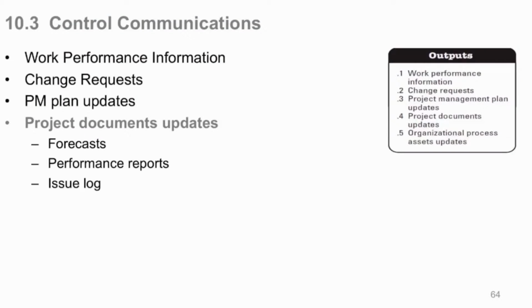Project documents that may get updated from controlling your communication. Of course, your forecasts that you send out are project documents. Performance reports and the issue log itself is a project document, and it may get updated as your stakeholders say, I'd rather see this, what do you think, and you got to deal with it. So your log again is the issue, who's responsible to resolve it, when, and then what the resolution was. That's why you need to file that away as a project document, keep it updated.